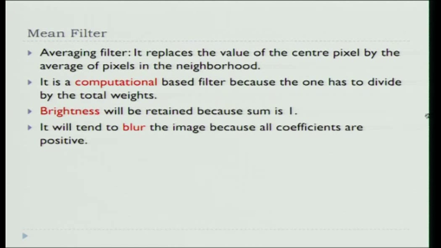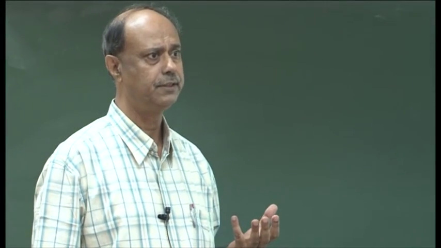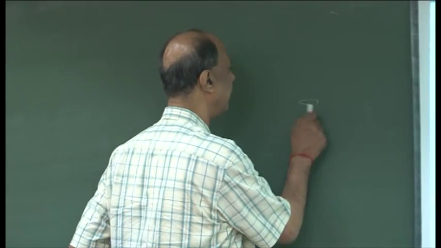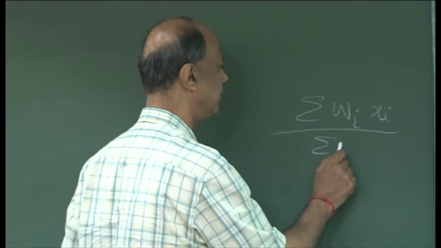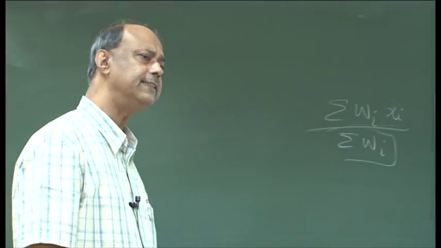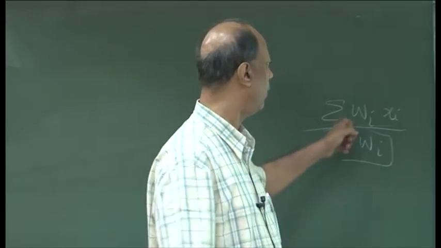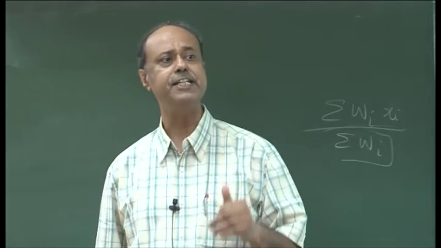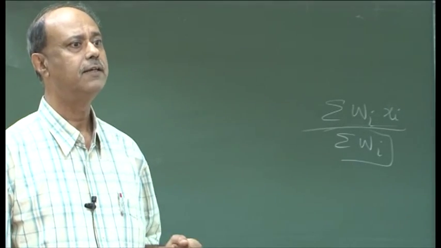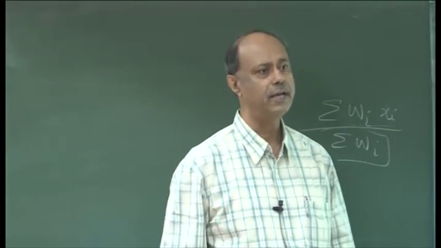But computationally it is not that simple, because once you are computing the average, the question of division comes in. For every central pixel, you have to divide by the total of the weights. Am I right? That is the definition of average. So this division will come in between. Since the coefficients W_i are all positive, the average brightness of the image will be retained. But since all of them are positive in the mask, it will give a blurred or soft-looking image.